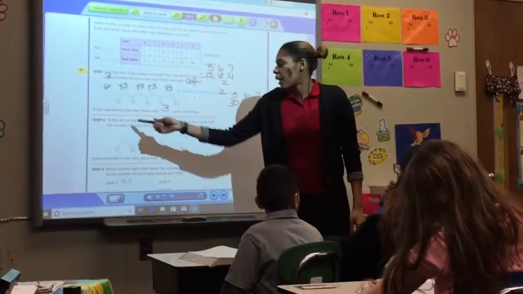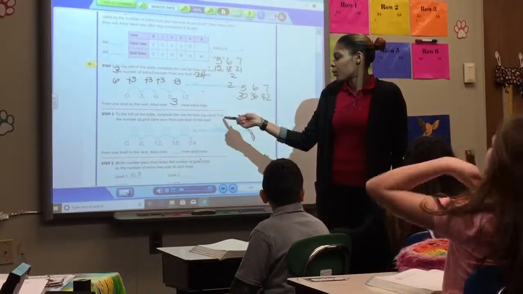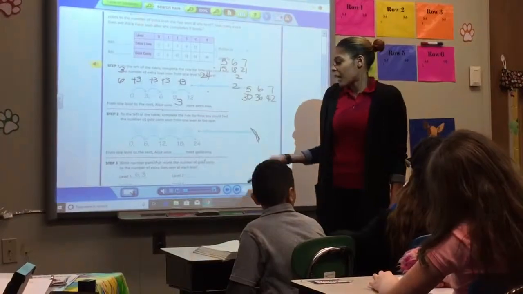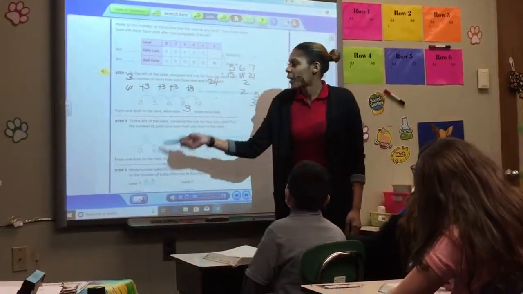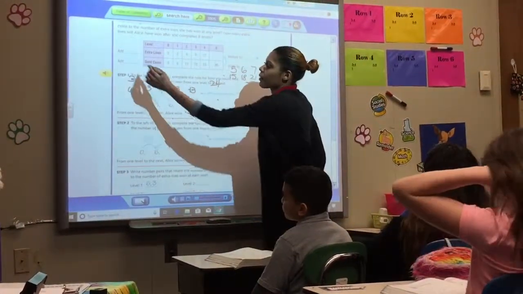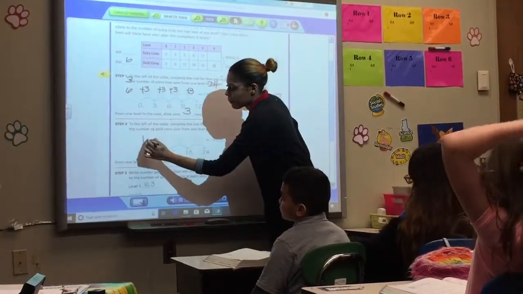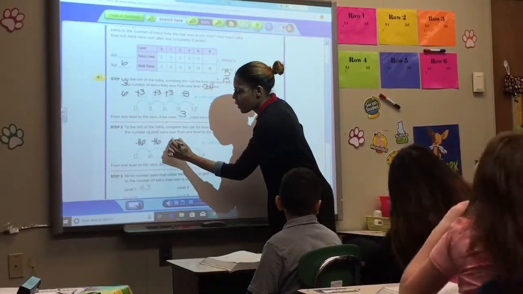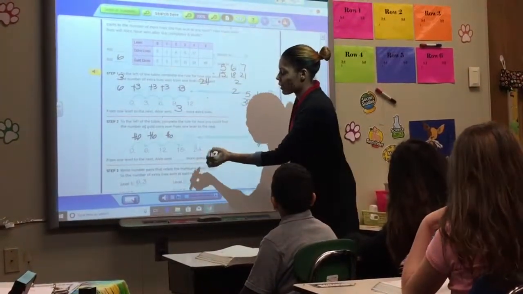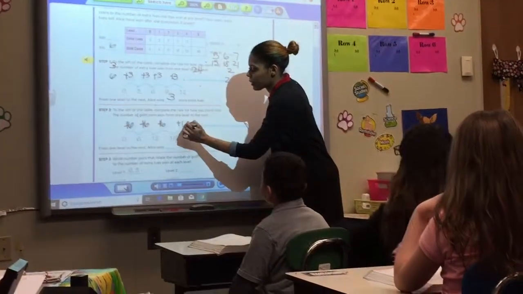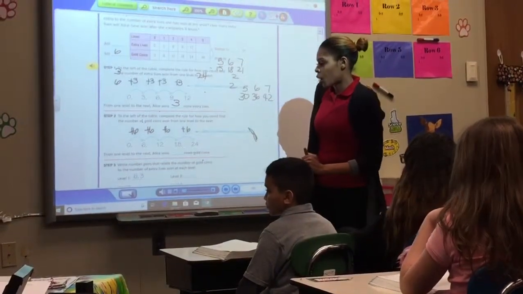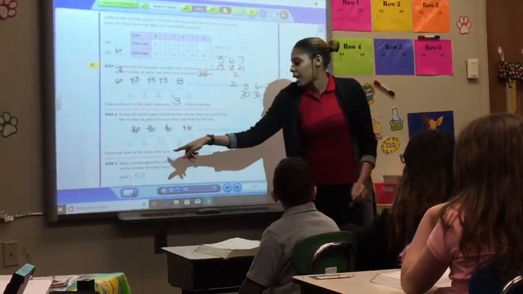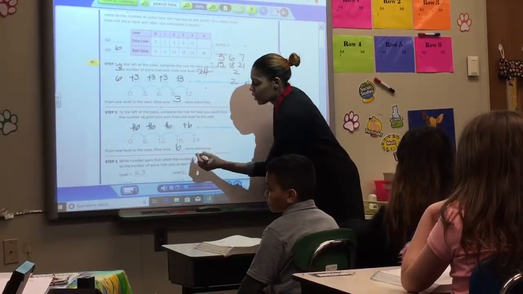So step 2, to the left of the table, complete the rule for how you could find the number of gold coins from one level to the next. So 0 plus what gave us 6? And then 6 plus 6 is 12. And 12 plus 6 is 18. And 18 plus 6 is 24. So from one level to the next, Alicia wins 6 more gold coins.